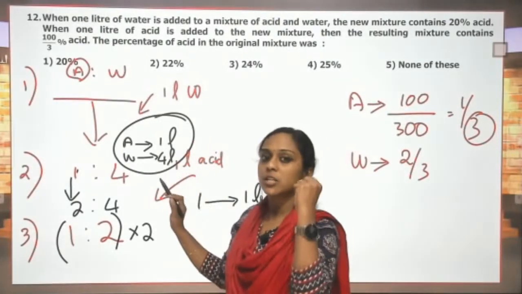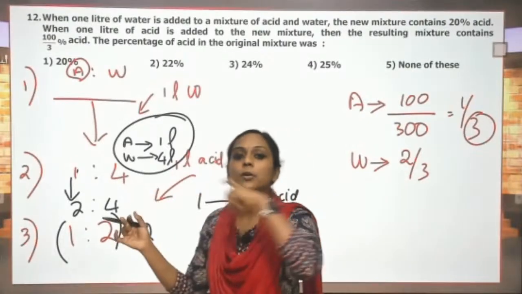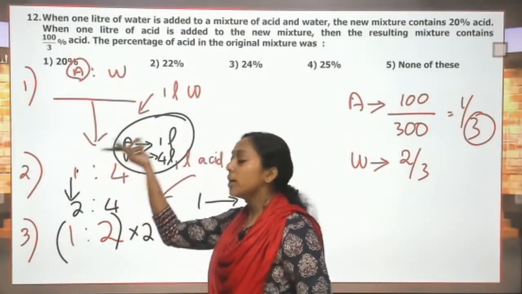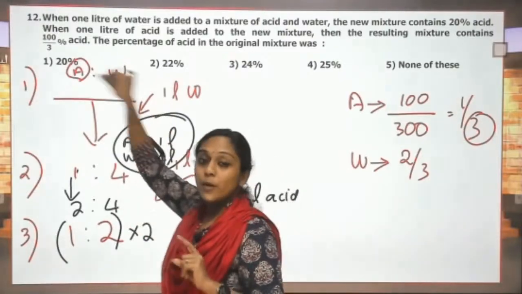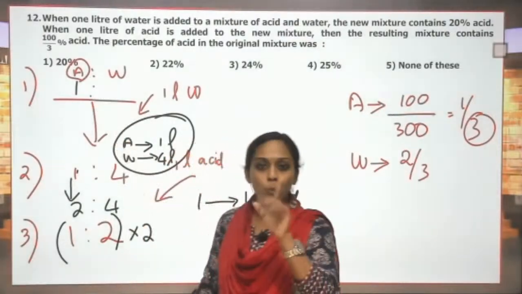There is no change in the content of acid, because the only change I made was adding 1 liter of water. So the acid content should be the same. So in the second mixture, if it is 1 liter of acid, in the first mixture also it should be 1 liter of acid itself. So acid is 1 itself.